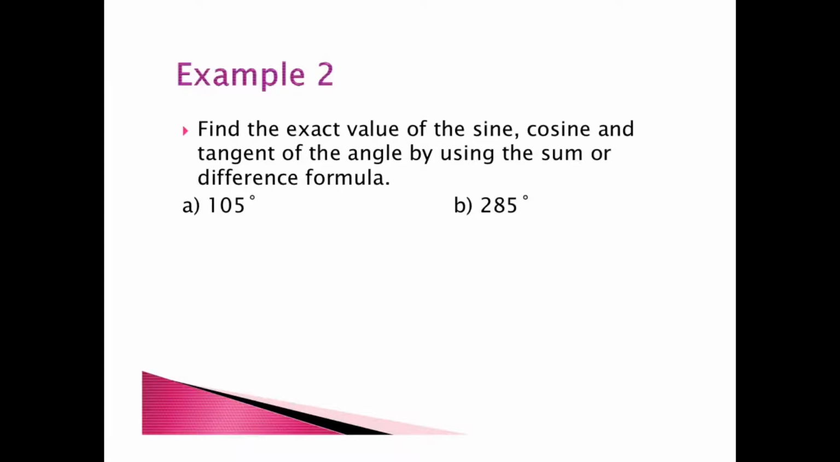So this time it says find the exact value of sine, cosine, and tangent of the angle by using the sum or difference formula. And these are not already sums and differences. So we have to figure out what two angles would add up to or subtract to give me 105 or 285, which we'll do in the second one. So hopefully you realize if there's a 5 in it, it means there's got to be one of my 45 angles. If I were to subtract 45 from 105, I get 60, which is also a unit circle angle. So I can write 105 as the sum of 60 and 45.